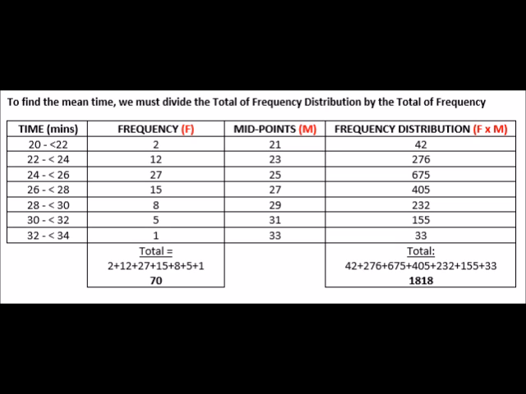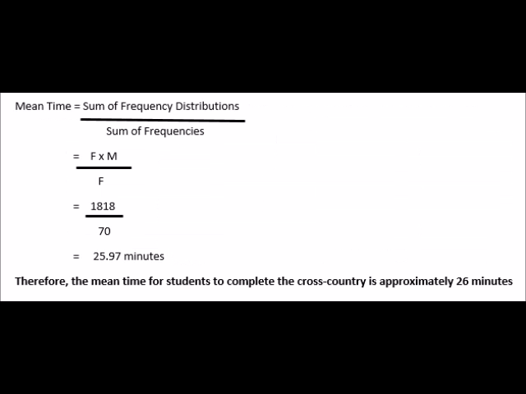Using the total of all the values we just found and the total of all the frequencies, we can then find the mean time by performing a simple division. The division is the sum of our frequency times distribution values column over the sum of all of our frequency values. This leaves us with 1,818 divided by 70, and a final answer of approximately 26 minutes.